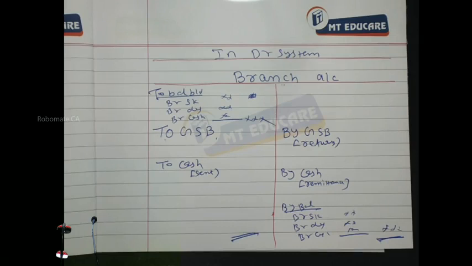Understood? So goods are sent to the branch at a dash price. There may be different objectives for this. Either I don't want the branch officials to know my cost price, or it could be an instruction for you to sell at a minimum of this much price. So the price at which the goods are sent to the branch is called invoice price. Understood?